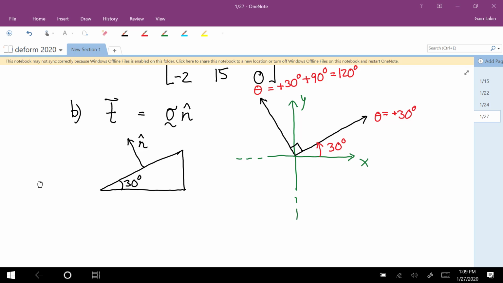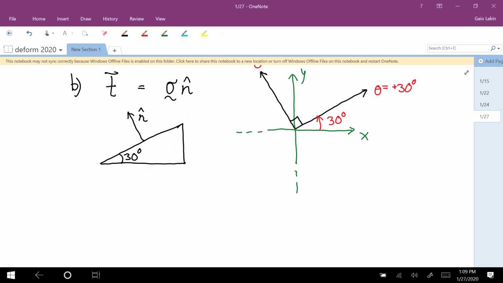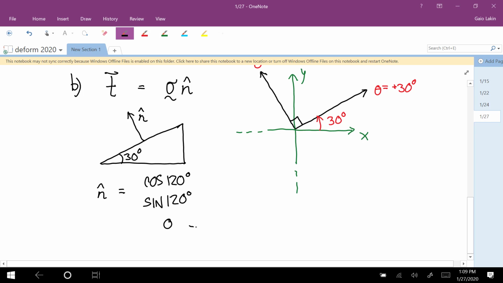And so that unit normal is cosine of 120, sine of 120, 0. Because we're in the plane, that doesn't have any components out of the plane. And that is negative 0.5, positive 0.866, 0.